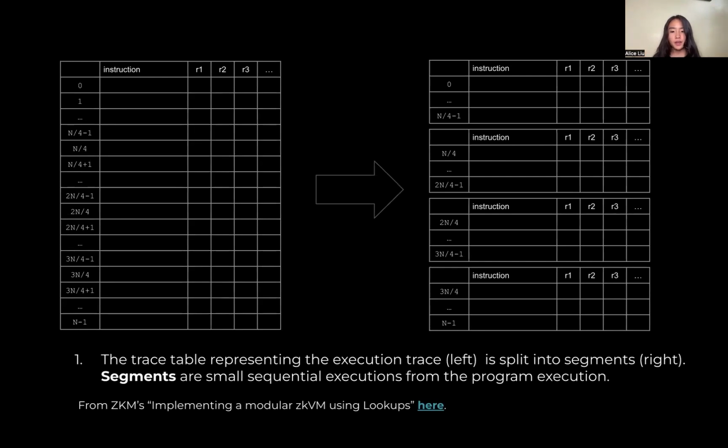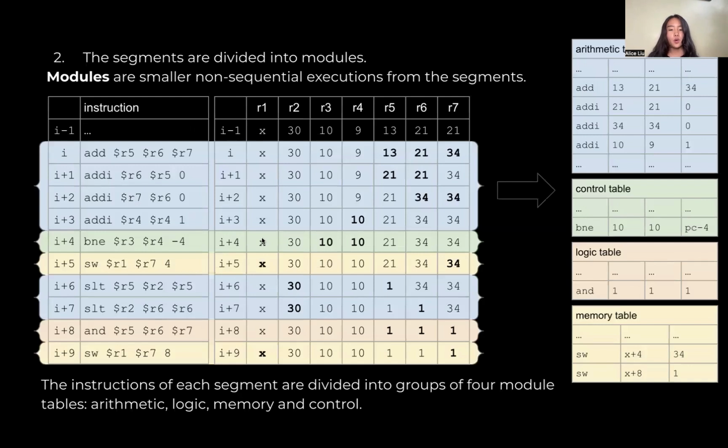First, the execution trace, which we see on the left side, is split into individual segments, which is shown on the right here. Segments are just small sequential executions from the program. These segments are then divided into modules, and modules are just smaller executions from those segments. Splitting the program into segments and then into modules really helps with the succinctness aspect and lowering the overall computational expense.